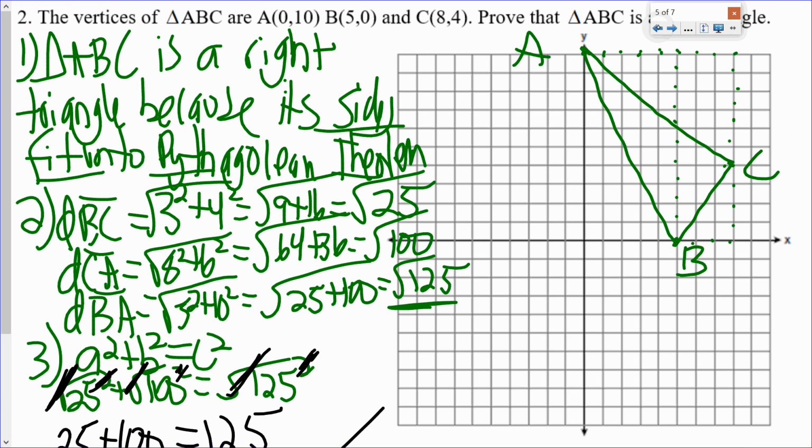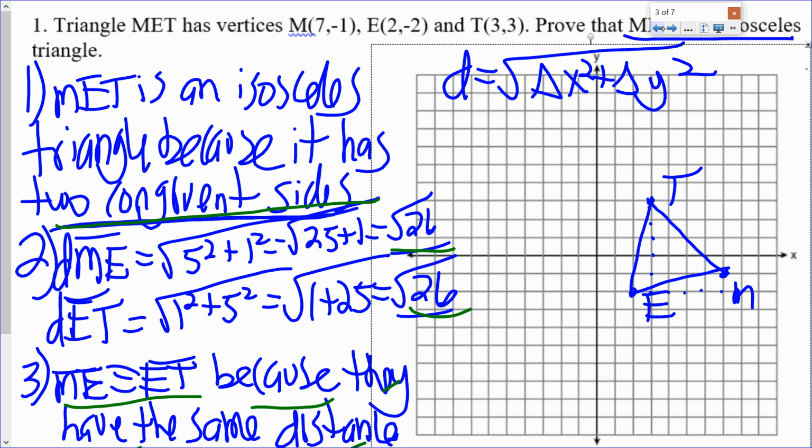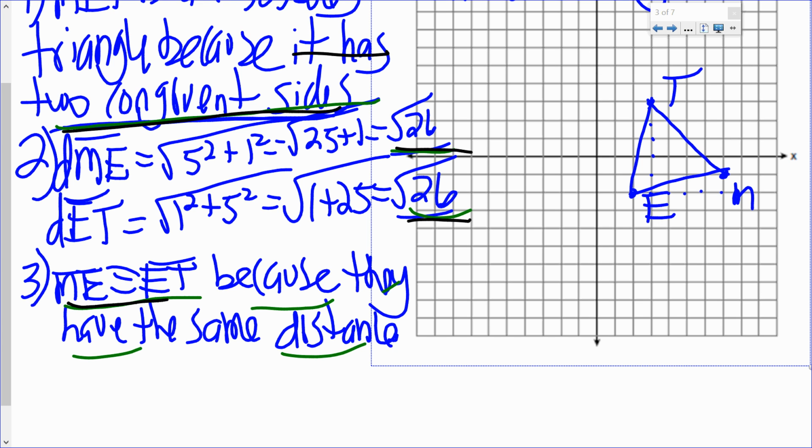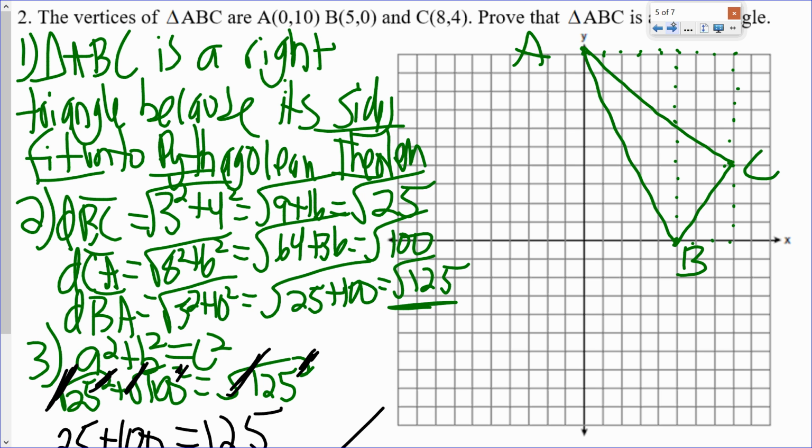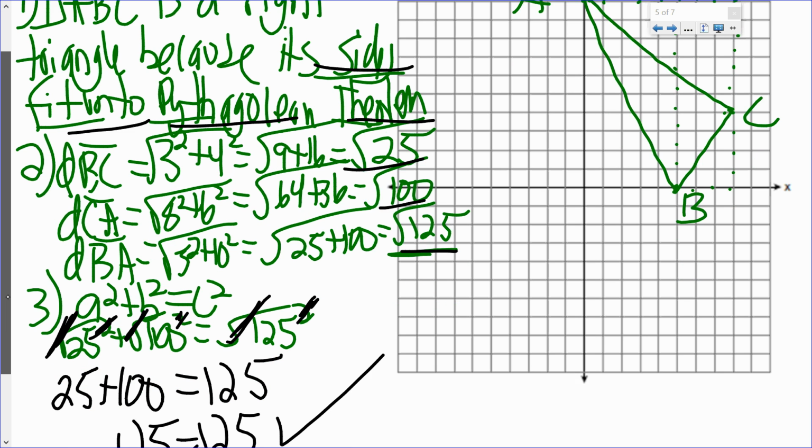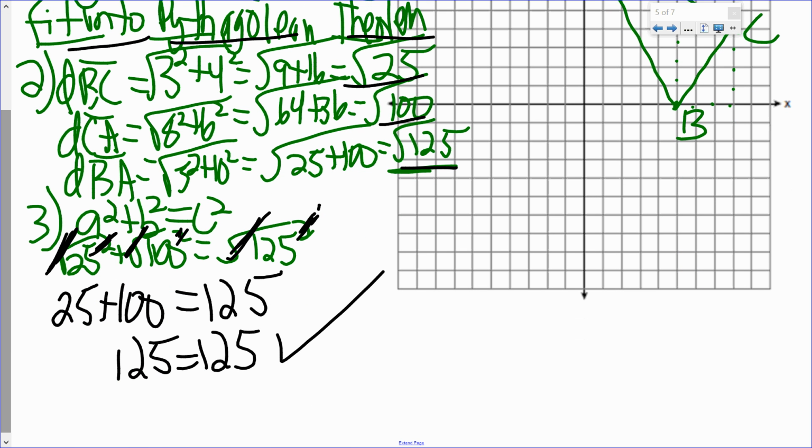So what do we do? To prove a triangle is isosceles, we show that it has two congruent sides. I calculate the distances, show that they're the same. Then I state that the sides are congruent because they have the same distance. To prove that a triangle is right, I'm going to show its sides fit into Pythagorean theorem. I'm going to calculate the distances. I'm going to substitute those into Pythagorean theorem, and the square and the radical always cancel.